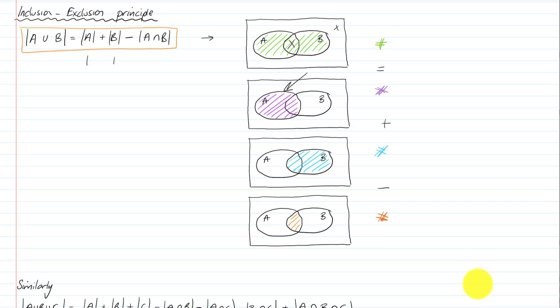Note here, with a little bit of algebra, we can also rearrange this to say that A and B, which is intersect, is equal to the number of elements in A plus the number of elements in B minus the number of elements in A or B. So we can flip that around as well if needed.